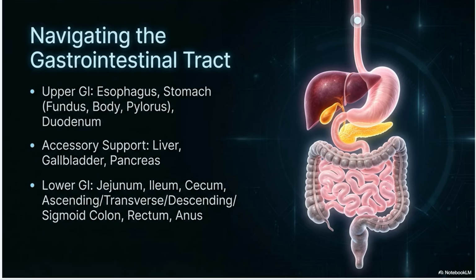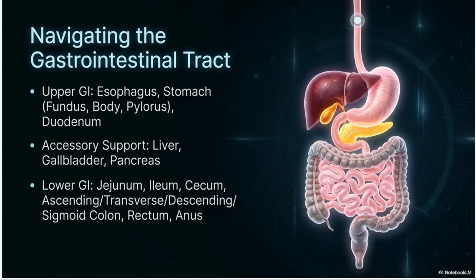The upper gastrointestinal tract includes the esophagus, stomach, and duodenum. The stomach itself is divided into several anatomical regions, including the fundus, body, and pylorus. Each of these regions has slightly different physiological roles in digestion. The stomach stores food, mixes it with gastric acid, and begins the process of chemical digestion.